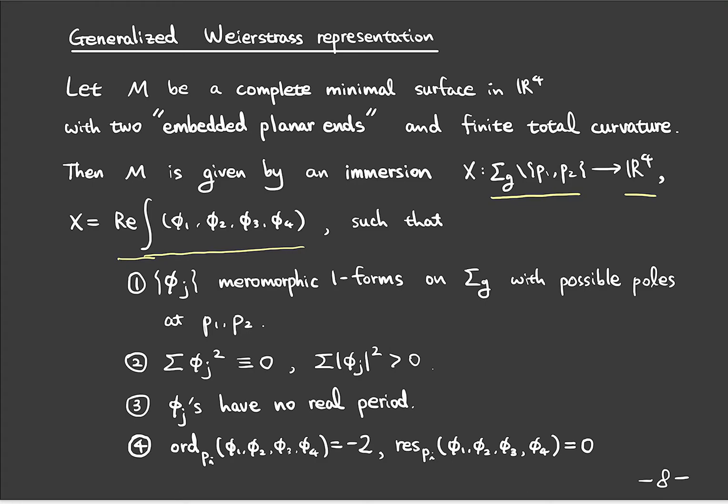Note that here phi 1, phi 2, phi 3, and phi 4 in projective space P3 can be considered as the generalized Gauss map.